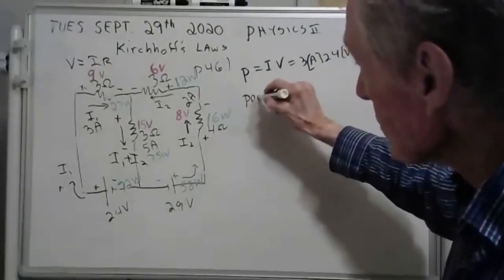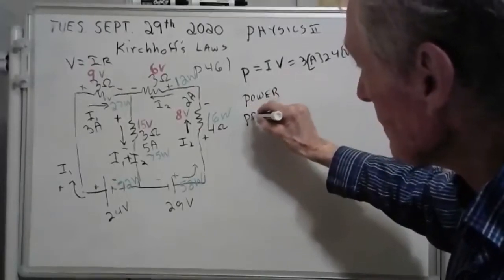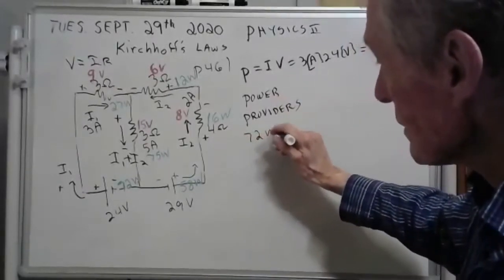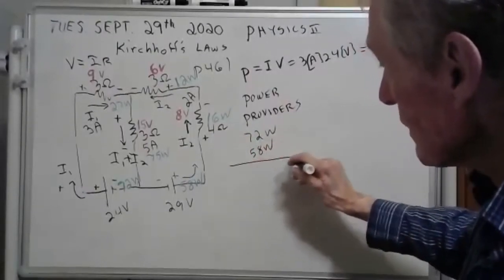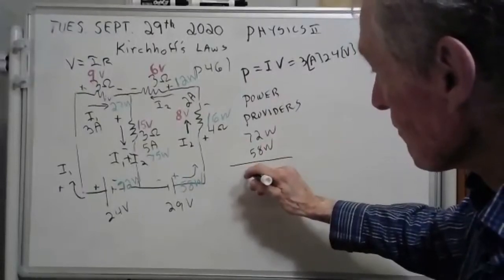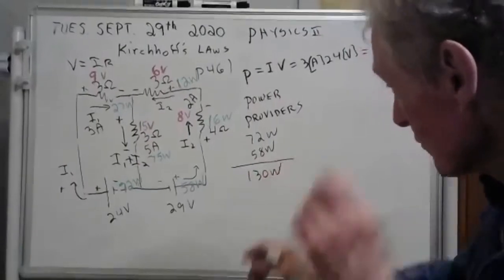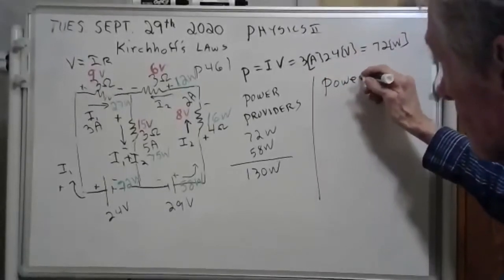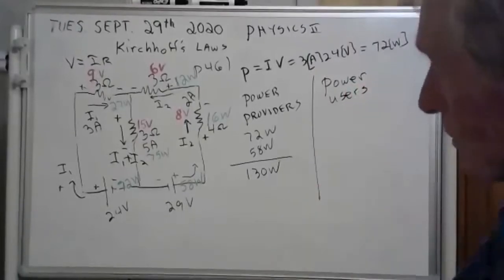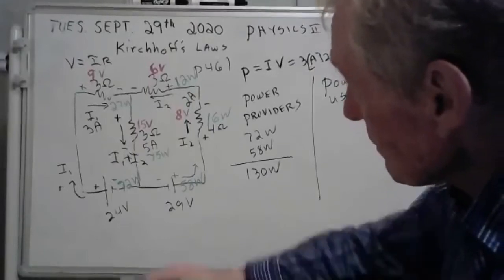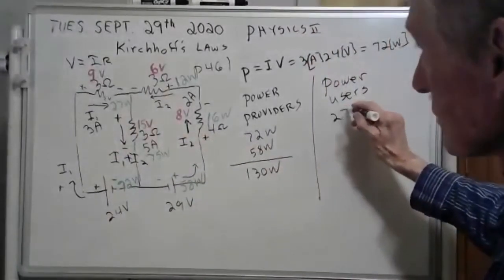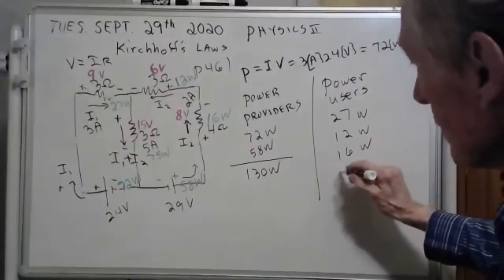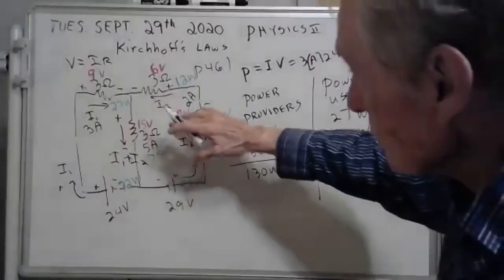Now there's power providers. And what we have is 72 watts and 58 watts. That makes a total of, did I do that right? 130 watts total? I think so. And then there's power users. Okay, well, we have the 27 watts and the 12 watts and the 16 watts and the 75 watts. We have 4 users, 1, 2, 3, yeah.